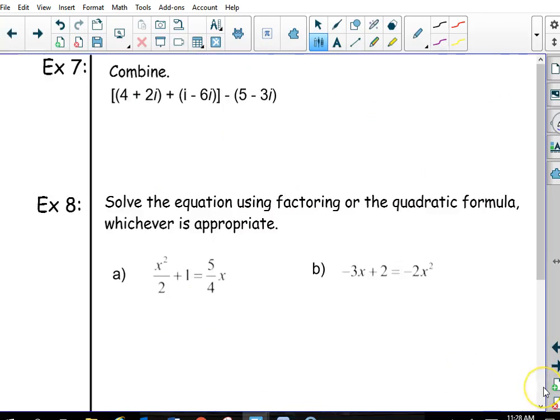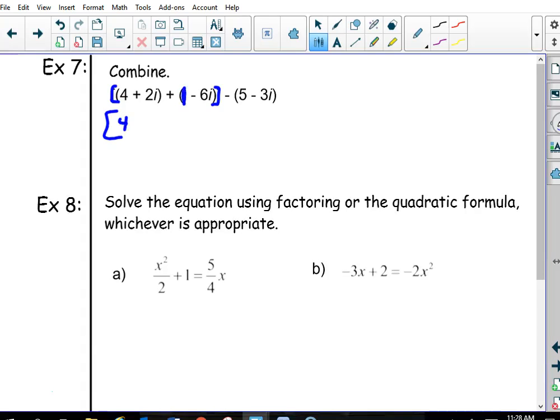Okay, this is the same idea. We're just going to add and subtract. They just are giving us an extra set of parentheses to tell us what order to do it in. So for this one, I have a mistake here. That should be a 1, not an i.